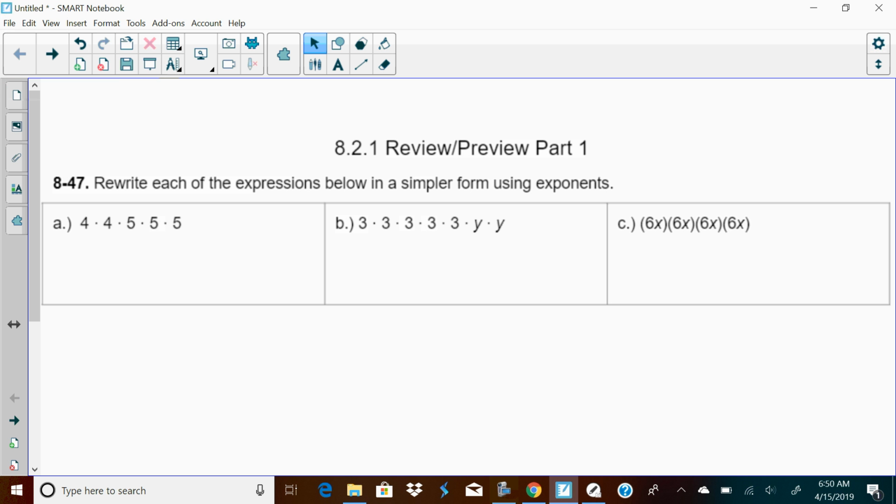Okay, here are the answers for the 821 review part 1. So for this first one, it says rewrite each of the expressions below in a simpler form using exponents.